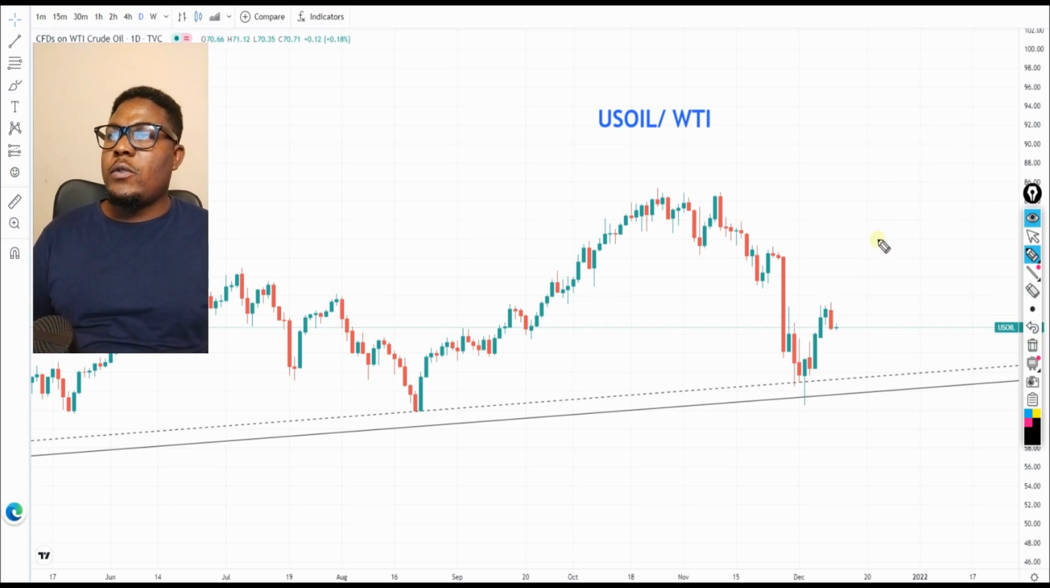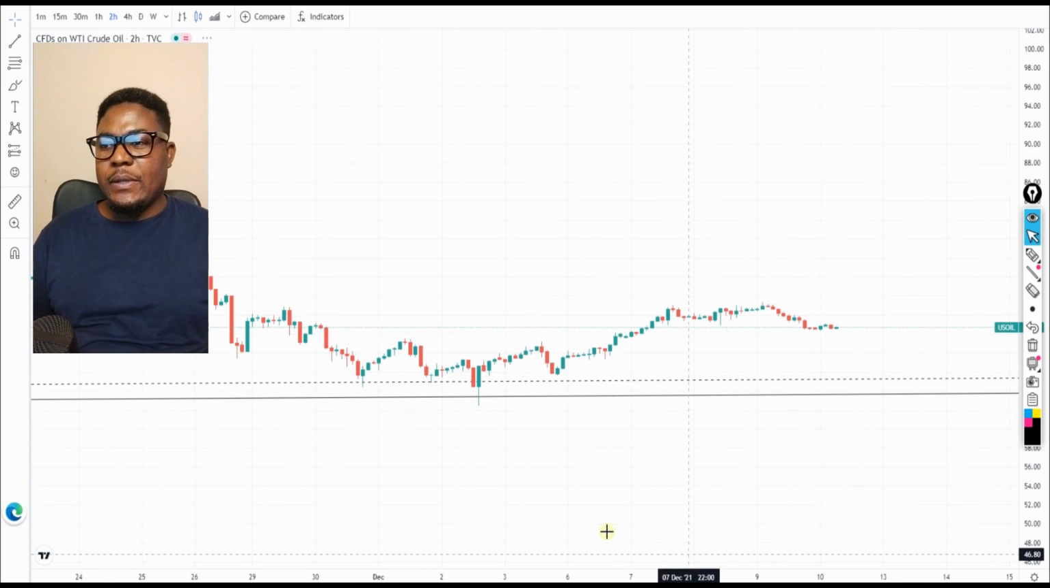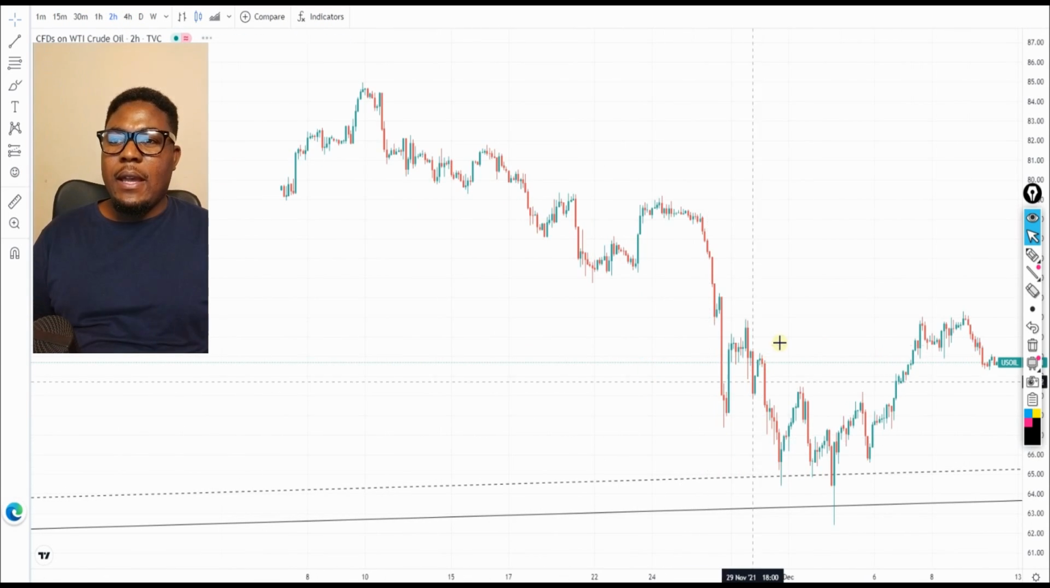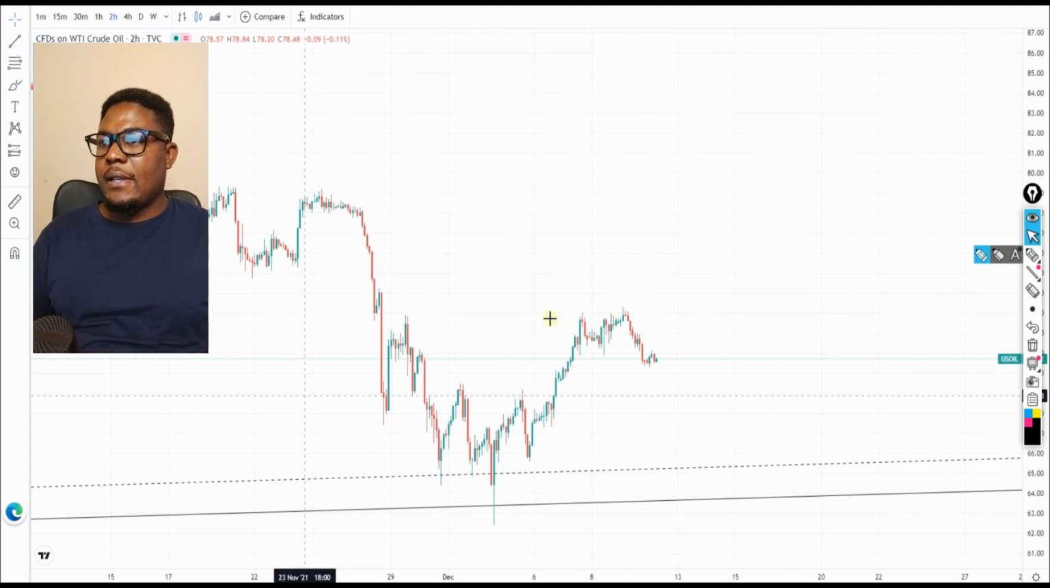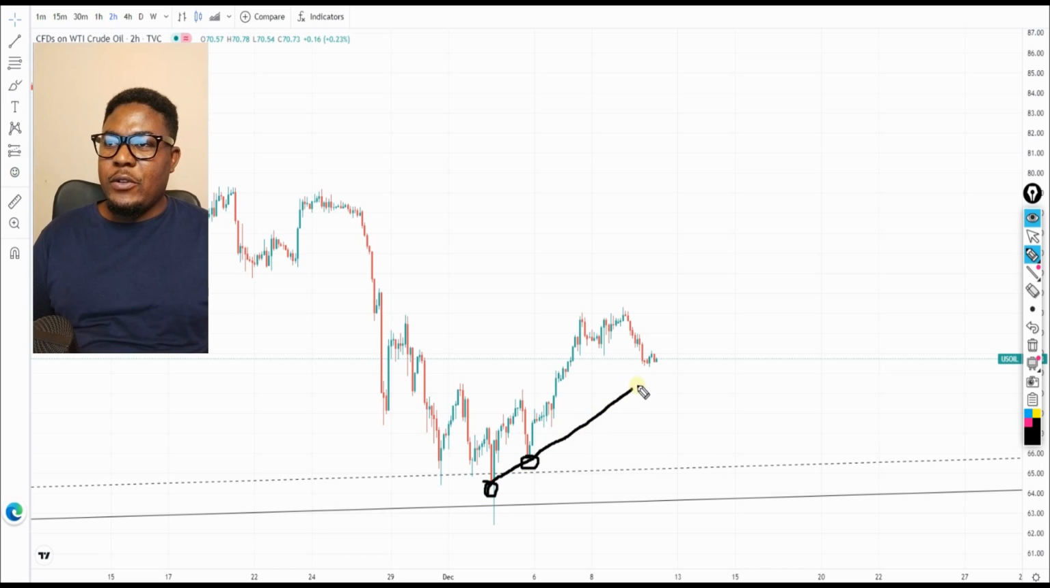So let's go to a smaller time frame. I will use the 2 hours time frame to see where maybe I can draw my things. Let's try to connect our dots. What I'm trying to connect here is this one and this one, and see if maybe they make something.